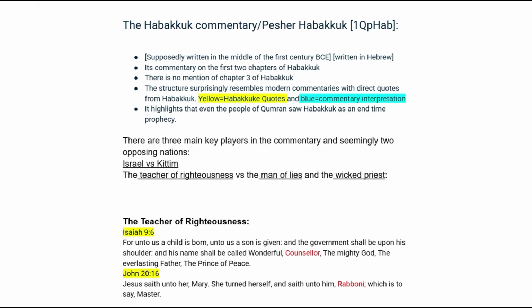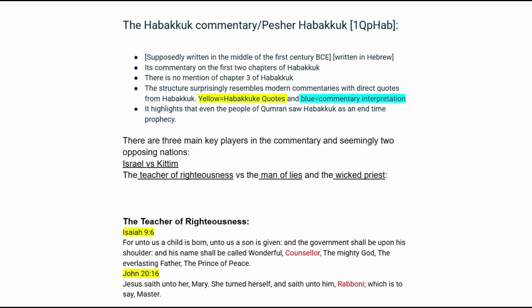Now, in this commentary, there is only commentary on Habakkuk chapter 1 and 2. There is no commentary on Habakkuk chapter 3 for whatever reason. And even within this commentary, they quote the actual Bible and then they have the interpretation underneath the text. And so sometimes that can be a little confusing when reading it.